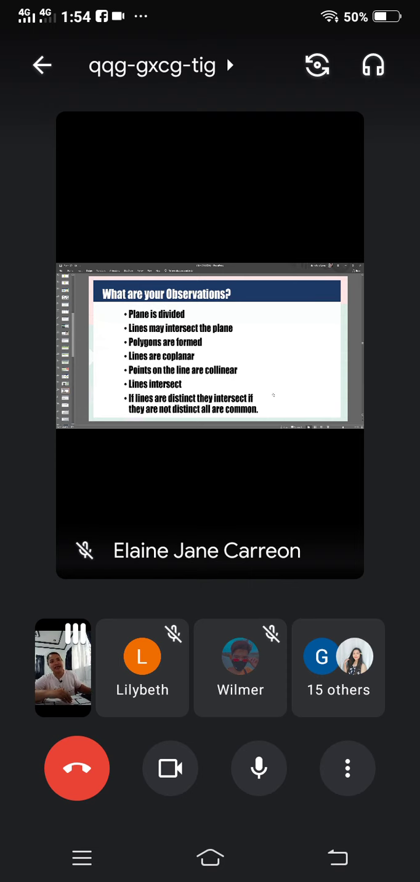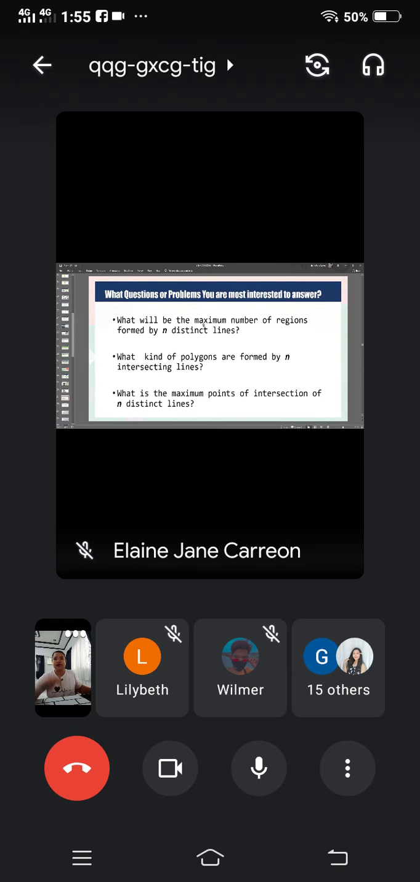Okay? Next, lines intersect. So, intersecting, ibig sabihin, nag-meet sila sa isang certain point. Next, if lines are distinct, they intersect, and if they are not, they are all common. Ibig sabihin, kung distinct yung mga lines, nag-i-intersect sila. And then, kung hindi sila distinct, therefore, hindi sila nag-intersect.